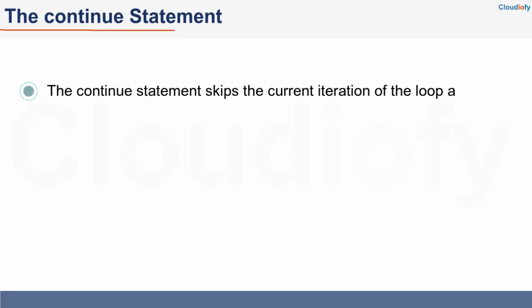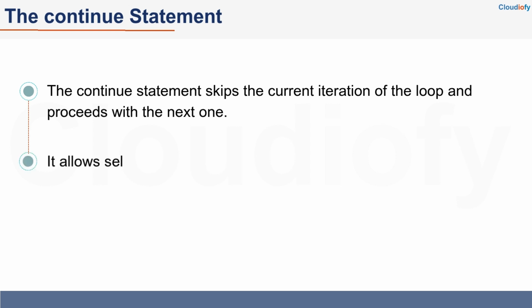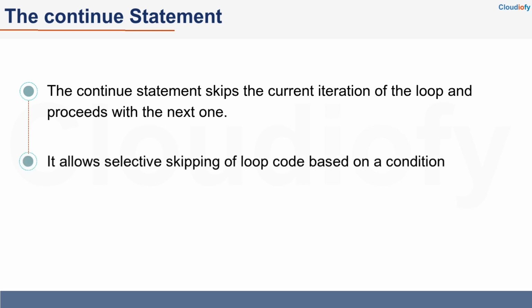Now let's talk about continue statement. The continue statement skips the current iteration of the loop and proceeds with the next one. It's useful when we want to skip just one cycle but keep looping. It allows selective skipping of loop code based on a condition without exiting the loop entirely. So instead of breaking the loop, we skip only the current step and move to the next.